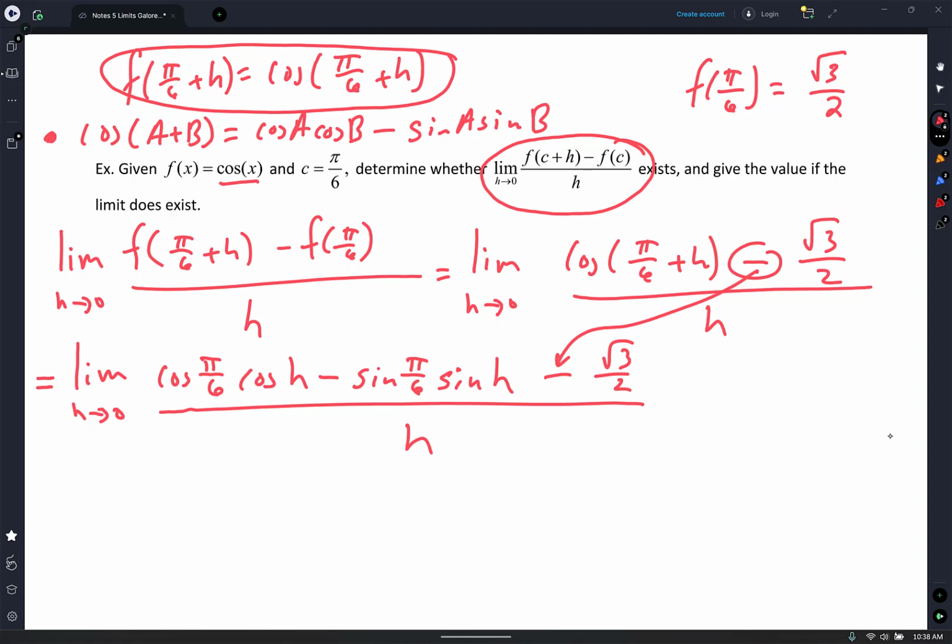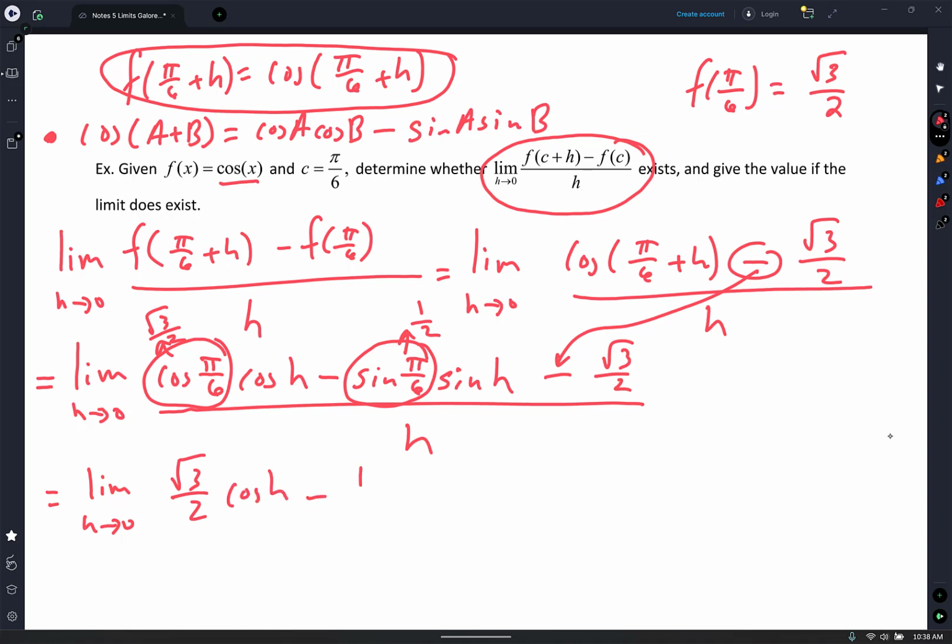All right, here we go. Cosine of pi over 6, you guys already told me that was square root of 3 over 2. Sine of pi over 6, you guys already told me that was 1/2. Limit as h approaches 0, and I'll write it for now, square root of 3 over 2 cosine h minus 1/2 sine h minus square root of 3 over 2 all over h. And I'll slow down so you guys can write.